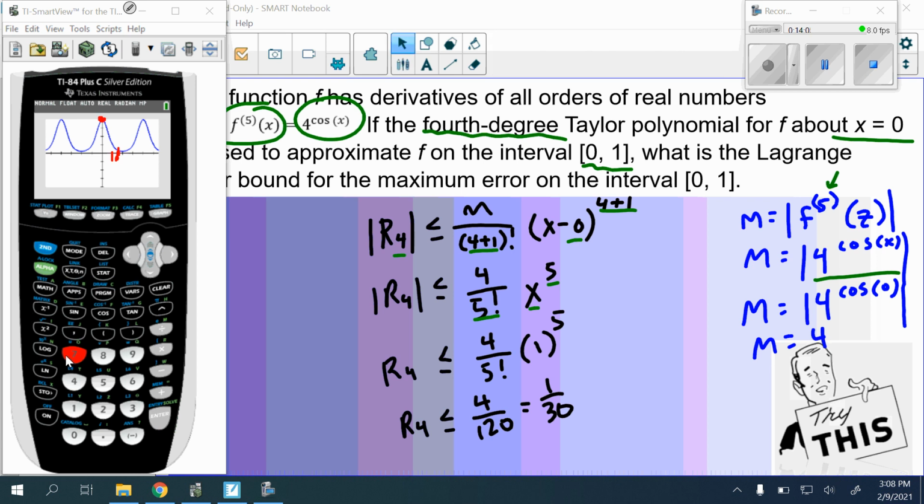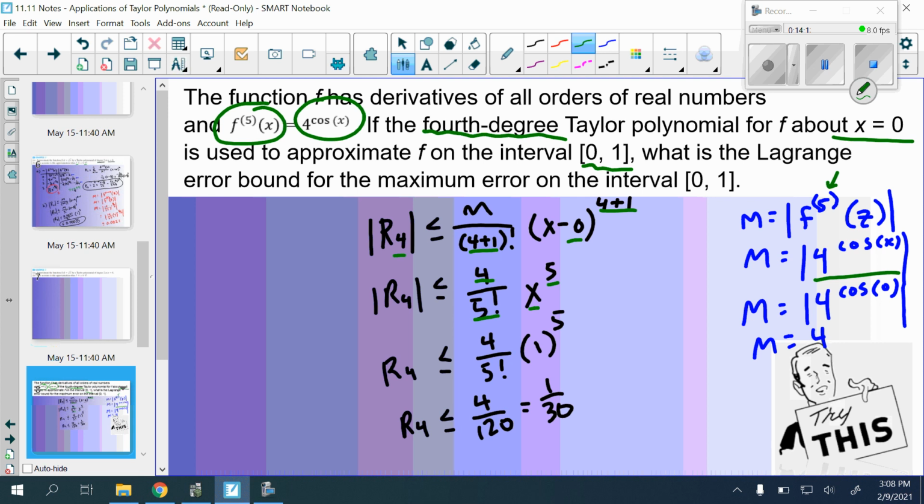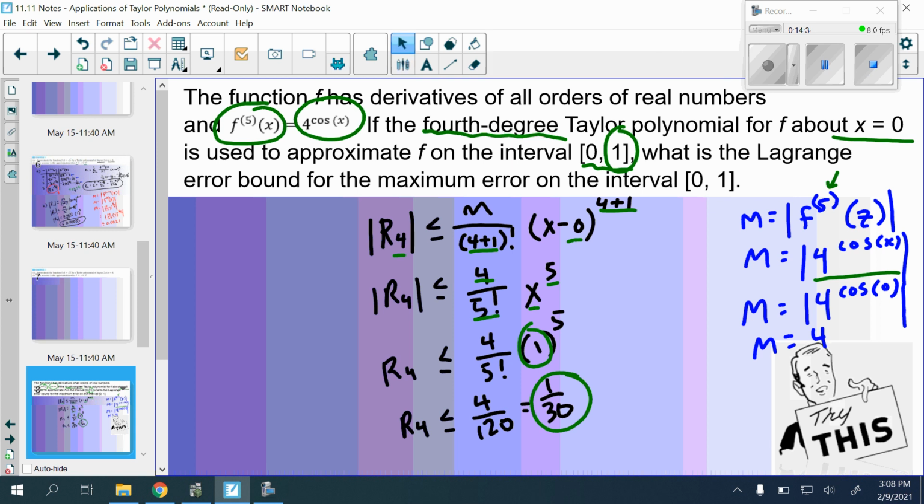So if you put cosine 0 in there, cosine 0 is 1, which is 4 times 1, which means it's going to be 4. So 4 is our biggest value, so we got 4 there. And then what are we plugging in for x? We're estimating it for 0 to 1, so plug in 1 for x. And now simplify. 5 factorial is equal to 120, so you get 4 over 120 or 1 over 30. Our Lagrange error should be less than or equal to 1/30.